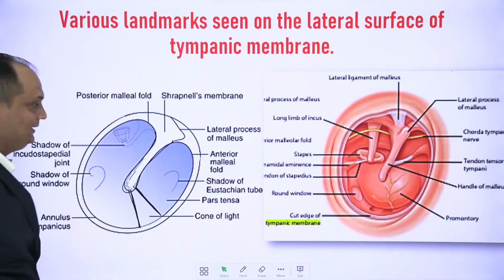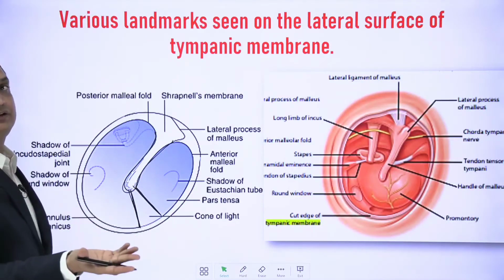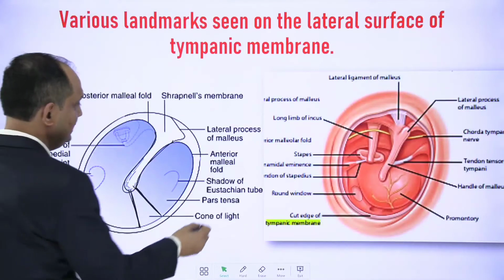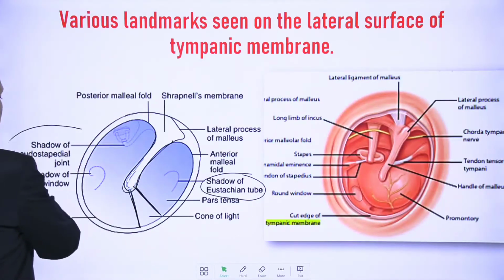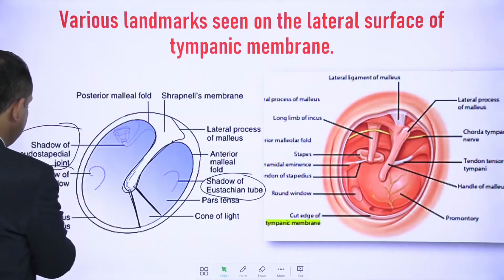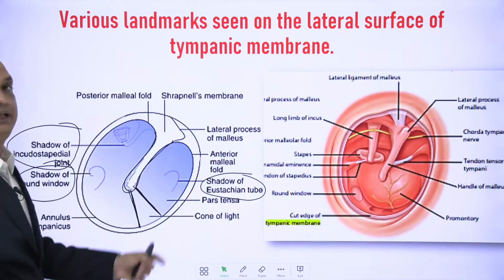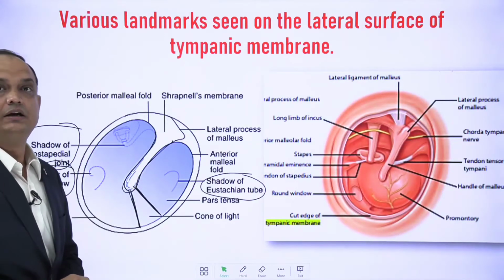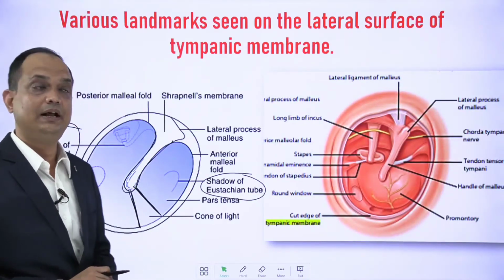Now apart from that, this healthy tympanic membrane allows some appearance of the deep structures. What are they? Like the shadow of the eustachian tube, the shadow of the foot of stapes and the joint, and the shadow of the round window. So these may appear through the healthy tympanic membrane. Sometimes you can also appreciate the chorda tympani nerve.